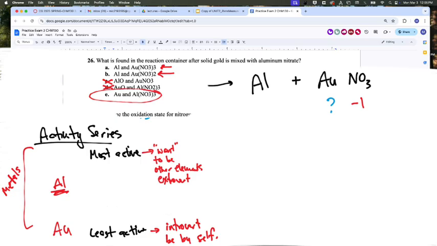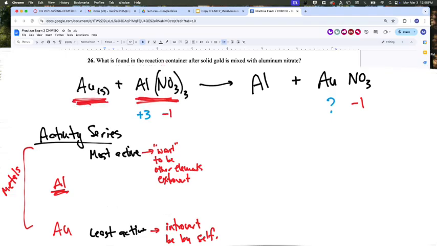Okay. So, figuring out the answer, would it go back to this activity series, like, it's Au and Al, and then the gold is at the bottom? Yeah, gold is at the bottom. It's least active. What does that mean? It wants to be by itself. It does not want to chemically react. That's why it's least active. Okay? Does that help?